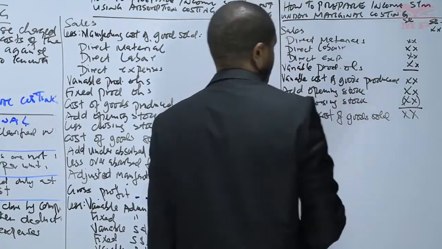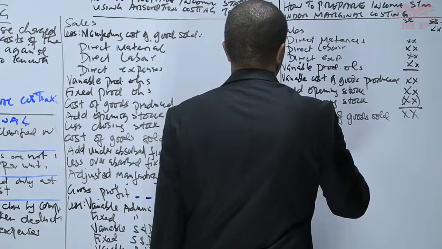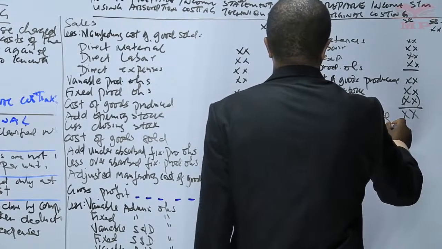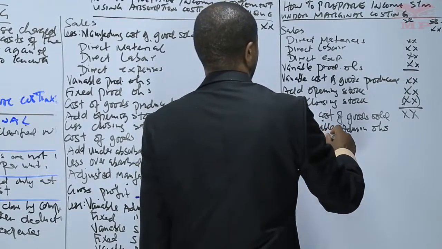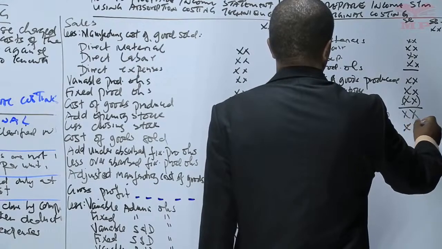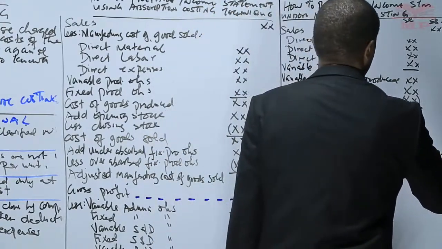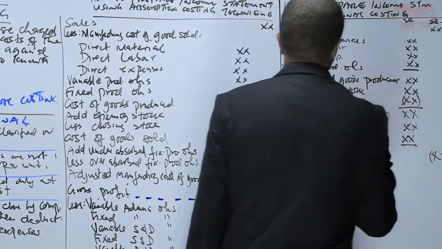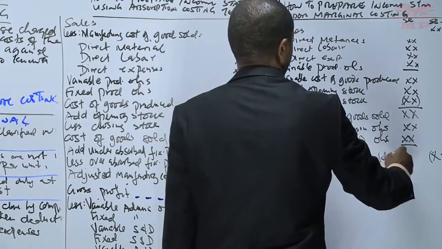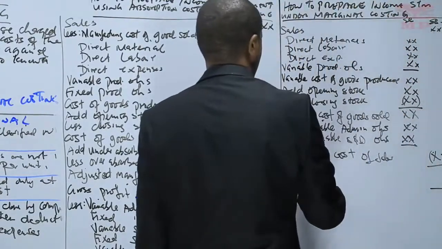Then we add variable admin overheads. Then we add variable selling and distribution overheads. Remember, it's just variable. Then the total here, we subtract from the sales. Remember, this is the variable cost of sales. The variable cost of sales is deducted from sales. Then what we get here is what we call contribution.